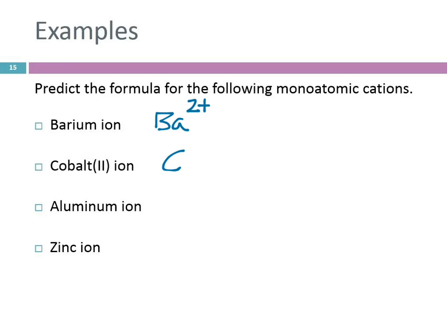How about cobalt 2 ion? Co. And here, size matters. It has to be a small o. Because that's cobalt. This is carbon monoxide. There's a difference. One's a metal, one's a poisonous gas.